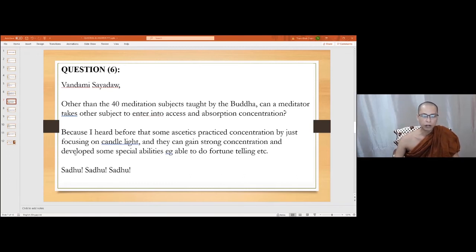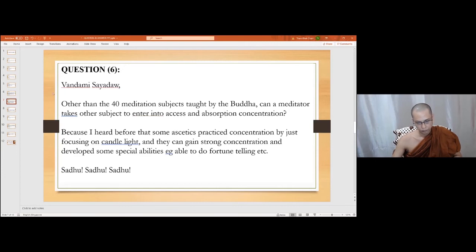All the practices which lead to access or absorption concentration can be included in any of the 14 meditation subjects. Here, the candlelight. If he is focusing on the fire element, that is the analysis of the elements. Or if he is focusing on the color, this is the color kasina. Or if he is focusing on the light, it is the light kasina. In this way, we can include any of the 14 meditation objects.